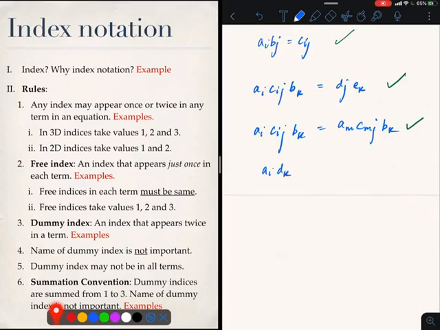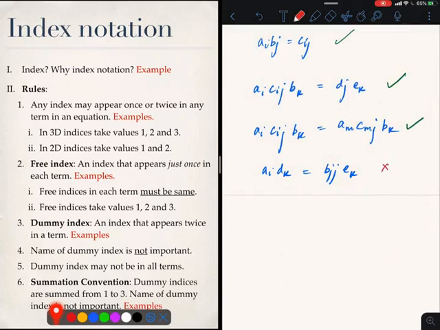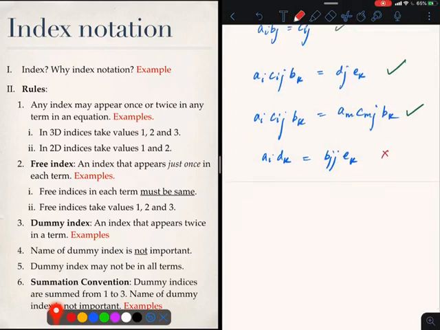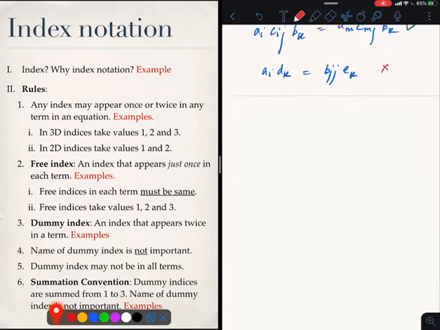A_i d_k is equal to B_jj E_k. Okay. Well, that's a dummy index, so it need not come over there, but the free indices on this side are i and k, and on this side the free index is only k. i is not there, therefore this is a wrong equation. Okay. So you can play around. I mean, we'll give you more exercises to do as homework, but that's basically the index notation.